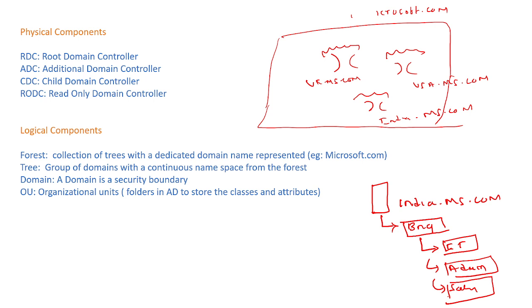So an organizational unit is nothing but the folder structure where you can store your classes and attributes. In Active Directory, each and every user and computer is called a class with attributes. Class means your username, your computer name. Attribute means the properties of it. Say, for example, I take Praveen's name. Praveen has a first name, last name, initial, username, mobile number. All these are the attributes.